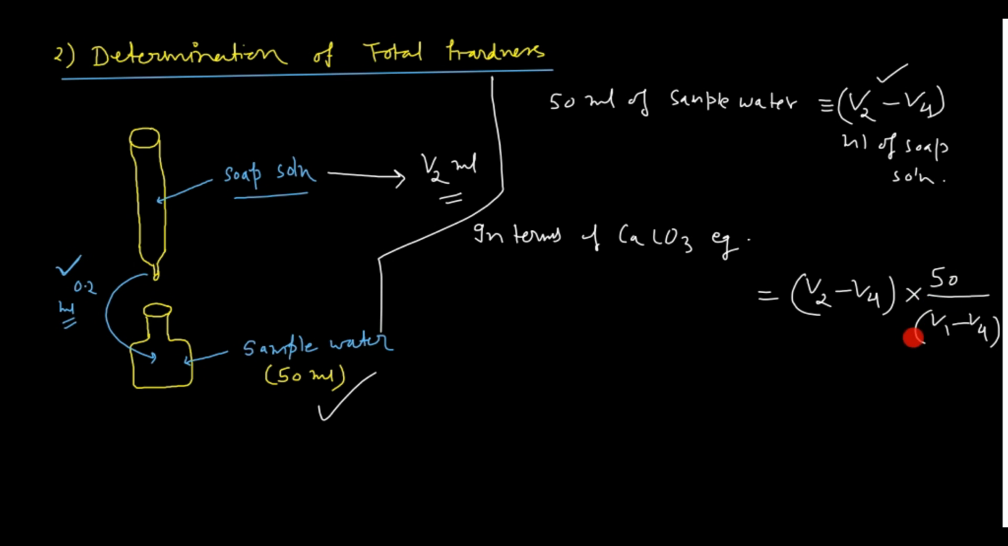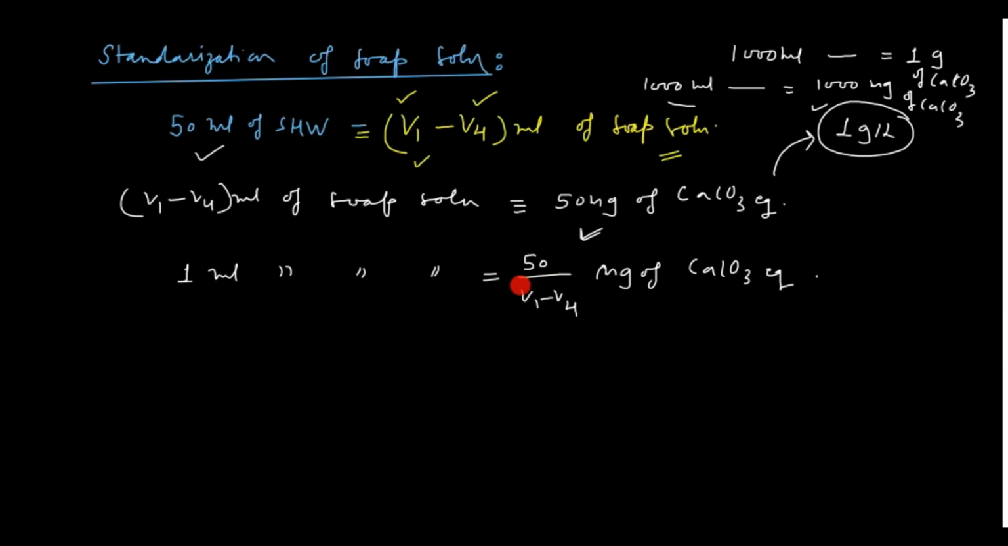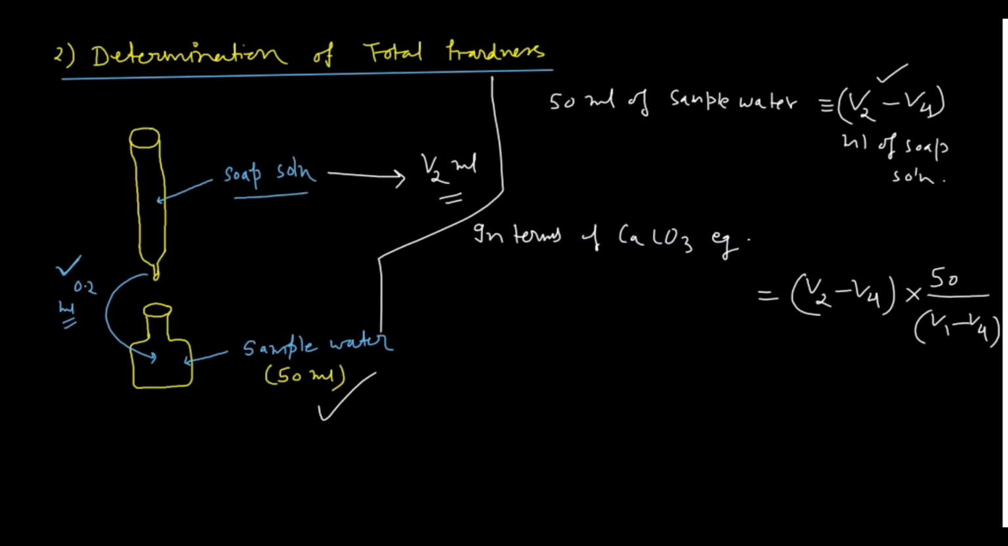Now you must understand from where this value is coming. Because this is the normal volume of the soap solution, and it is mandatory to convert all the hardness causing substances into the calcium carbonate equivalent. So I need to incorporate this value which I get from the standardization of the soap solution in the previous step. If I go back, you can see here 50 divided by V1 minus V4 milligram of the calcium carbonate equivalent. Once I have incorporated this 50 by V1 minus V4 here, this is naturally in terms of the calcium carbonate equivalent.